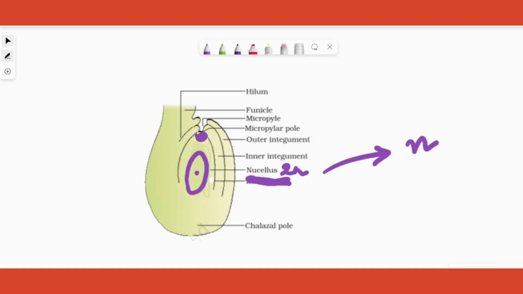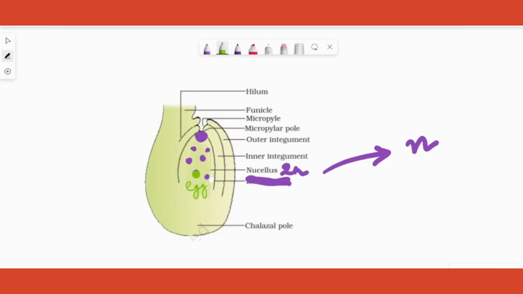But what if this doesn't happen at all? What if this nucellus does not undergo meiotic division? Will there be an embryo sac formed? No, not at all. Correct? Instead, what will be there? Many cells like this will be there, nucellus. One among them, let's say this one, we'll make this one the special one. This one will act as the egg.